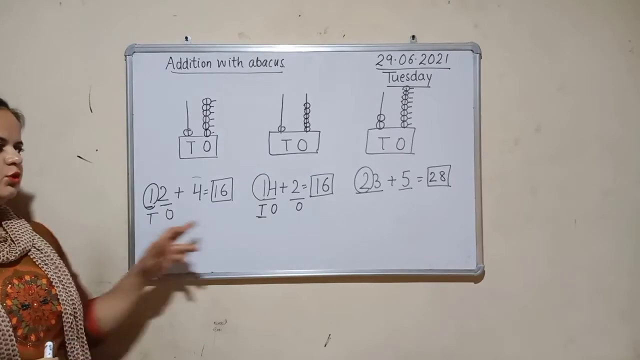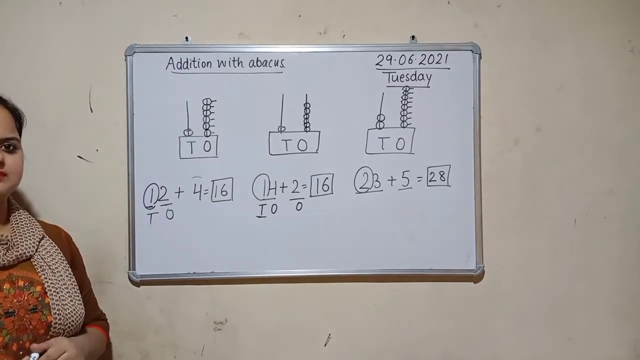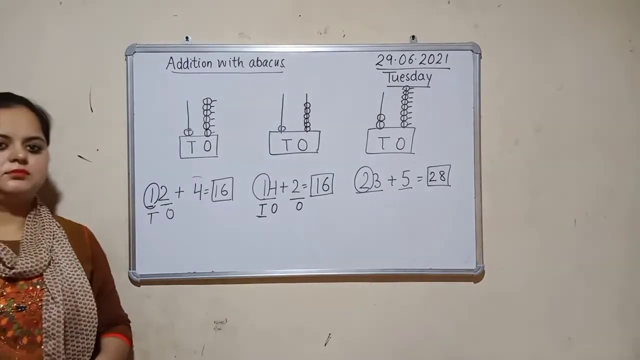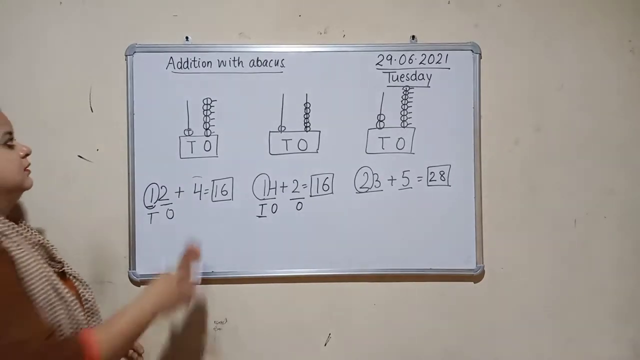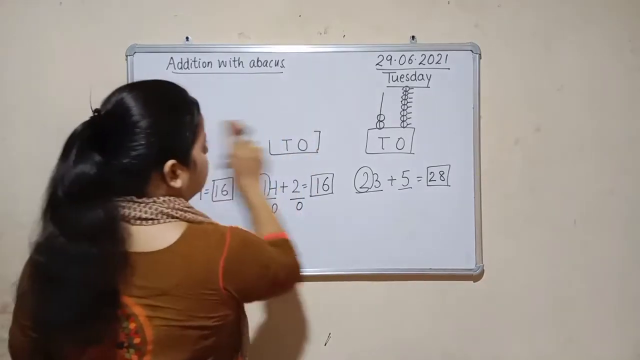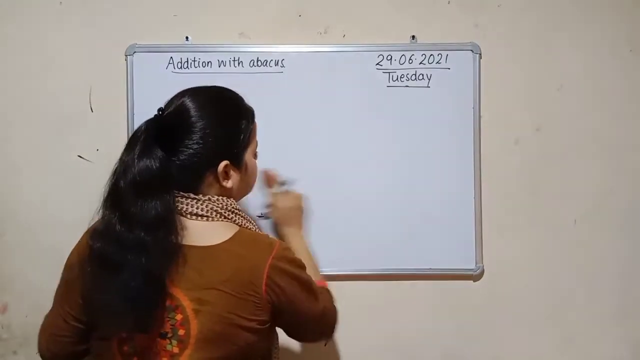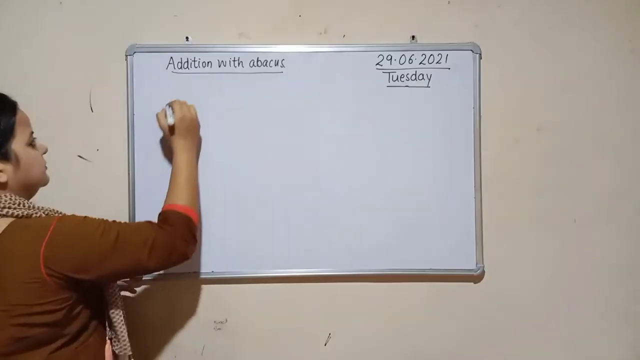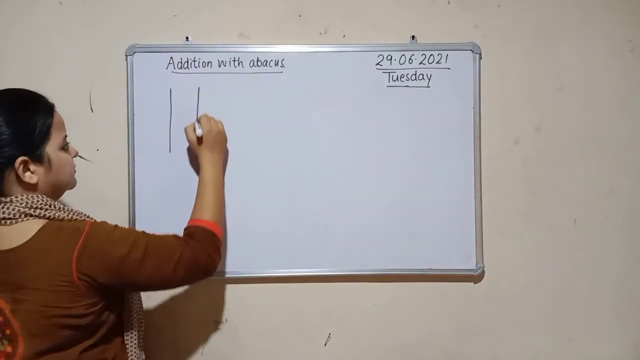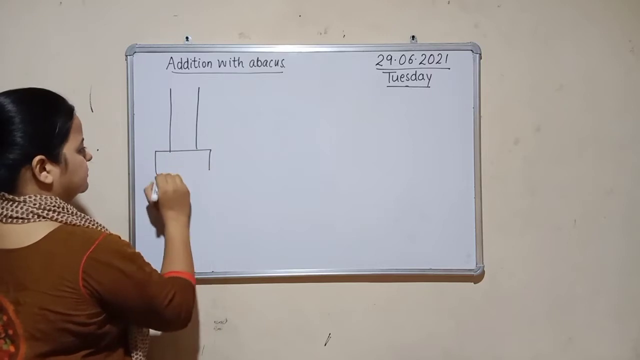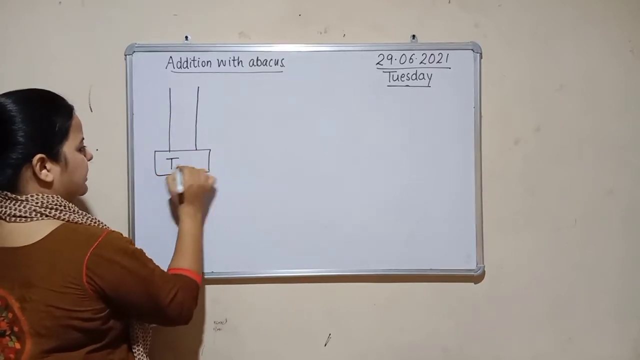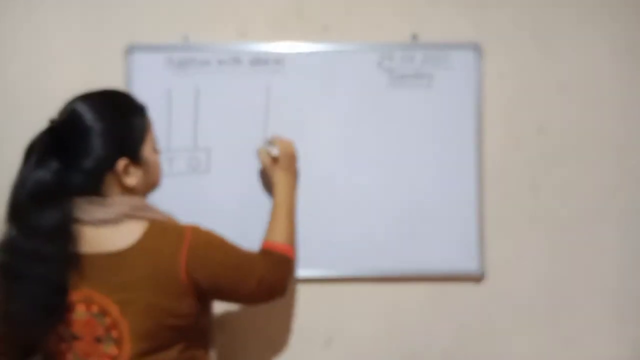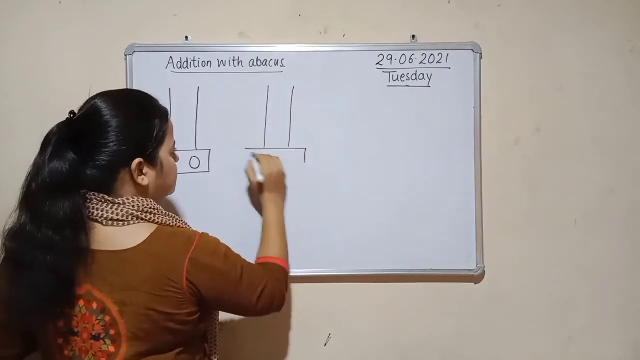Very good. Do it fast. Done? Okay. We will do 3 more sums. Again draw 3 abacus and write tens and ones in this box.